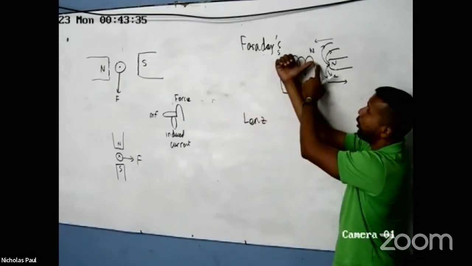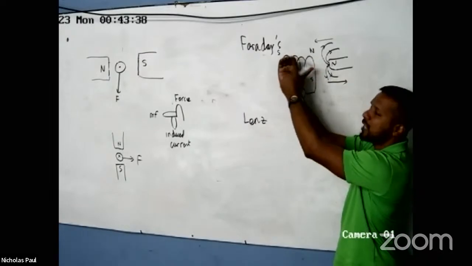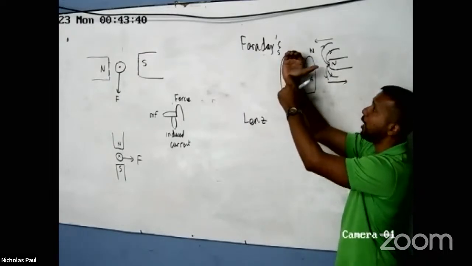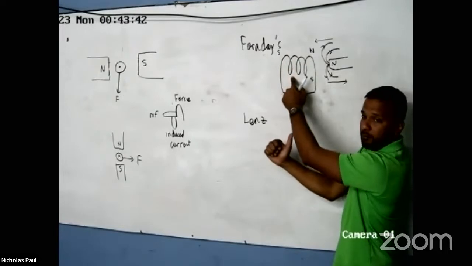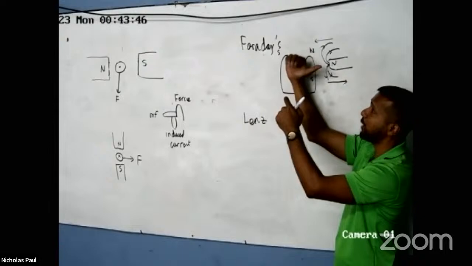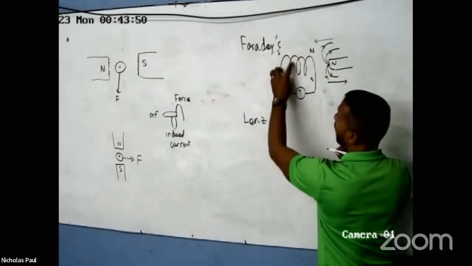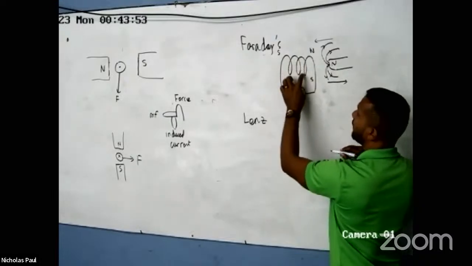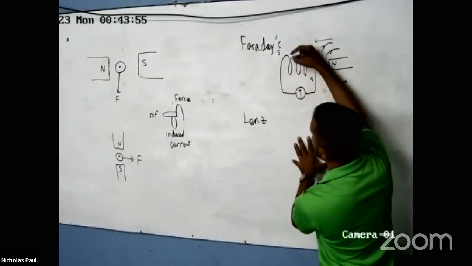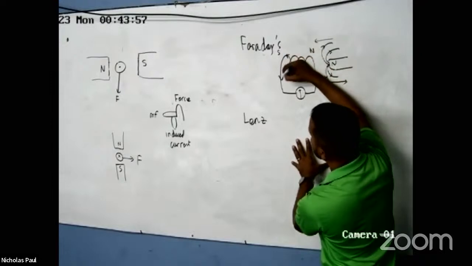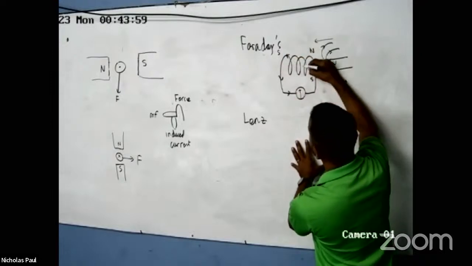So you have a north here and current is what? Current coming out at the top and going in at the bottom. So it might look something like that, coming out here and going in here.